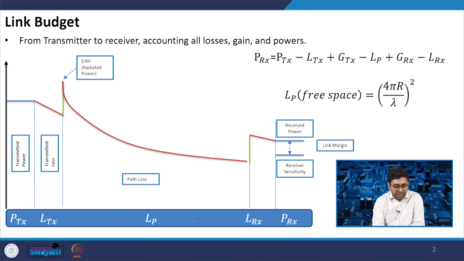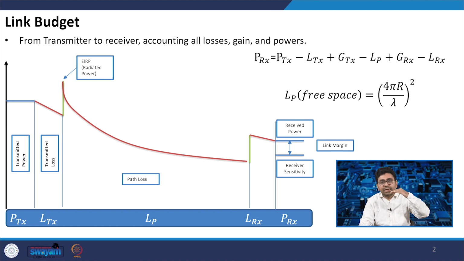PTX is the transmitted power, which is shown by the blue color. This transmitted power will have some loss in the transmitter. There might be different connectors, and those connectors will add loss, which can be given by LTX. After that there will be the transmitter antenna, and that has a gain. So your power level will again increase due to the gain of the antenna.